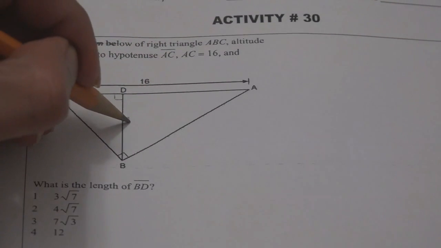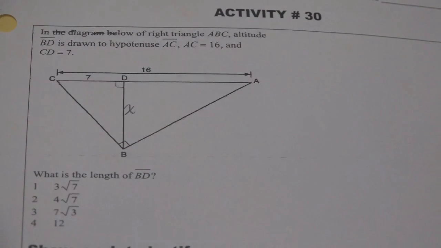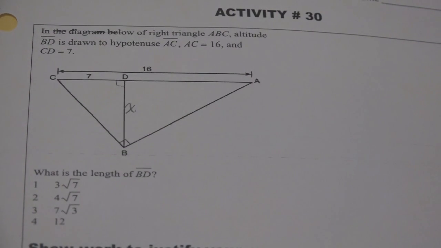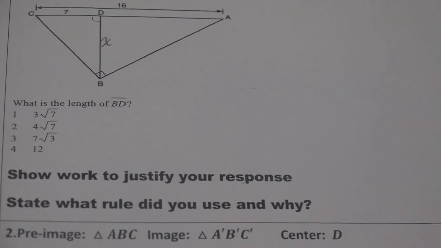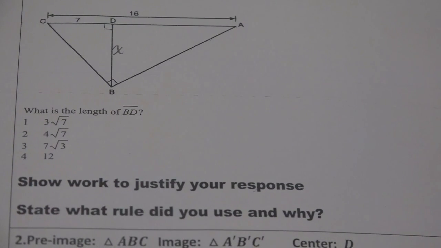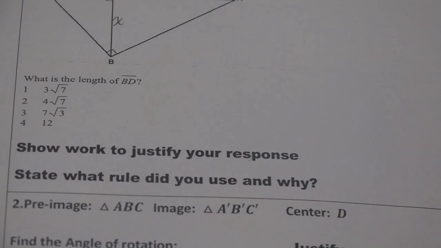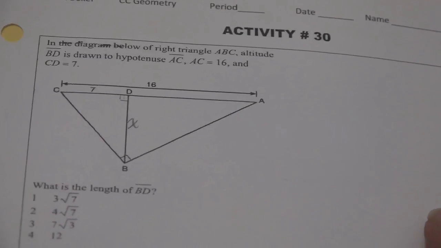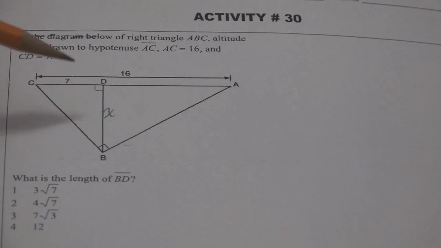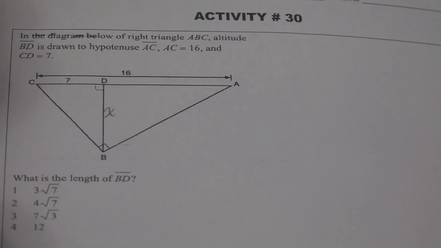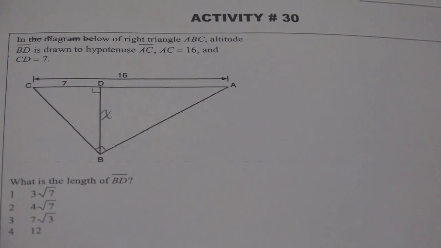I don't know what it is, so anything that I don't know, I call it X, or I could call it BD. Doesn't matter. And this is a multiple choice, but guess what? It doesn't matter. Now I want you to show work to justify your response. State what rule did you use and why. Well, first of all, this is a right triangle, and this is an altitude right here. So the first thing I'm gonna do is write what I need or what I have.